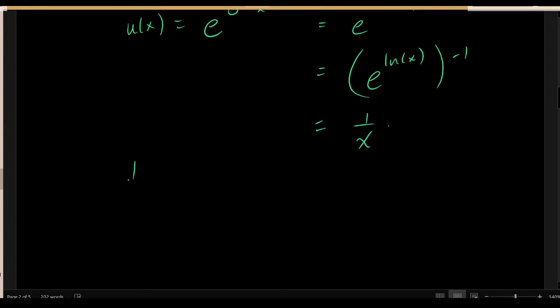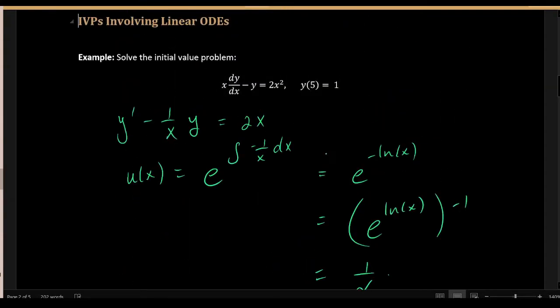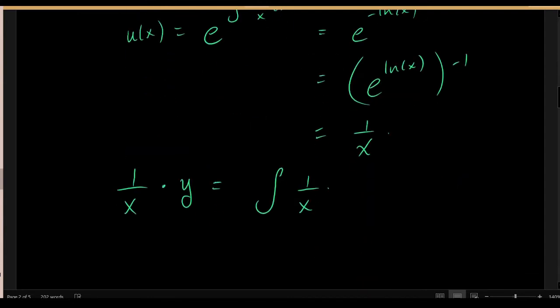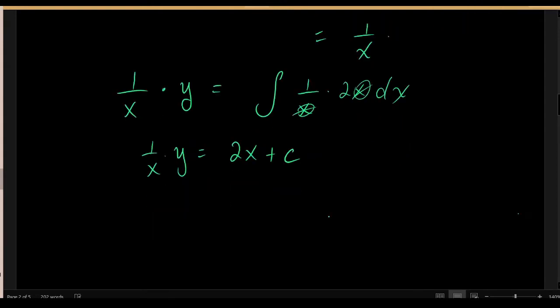Therefore, my solution y satisfies the equation 1 over x times y is equal to the integral of 1 over x times the function f of x given on the right side of our simplified equation. So in this case, it would be 2 times x. So that can be simplified pretty dramatically, and I have 1 over x times y equals 2x plus c, which after multiplying both sides by x implies that y is equal to 2x squared plus c times x.